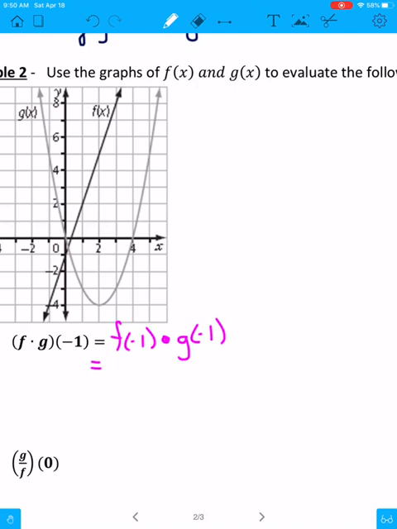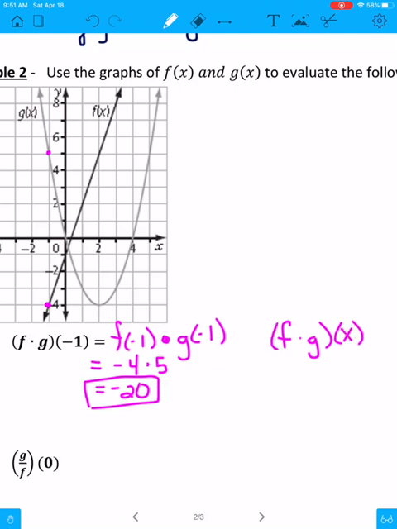So f of -1 is at -4 times g of -1, which is at 5. So it's -20. And that is the answer. The answer is -20. But what I wanted to reiterate to you is I'm actually finding a coordinate on the f times g of x graph. So on the f times g of x graph, I have a coordinate at -1 and -20. That's really what I'm finding. But the answer to this question is -20.